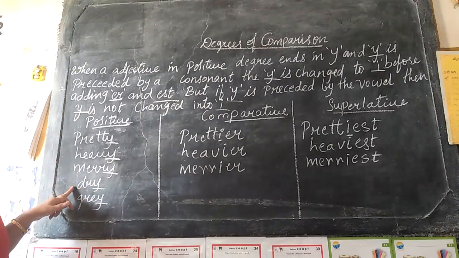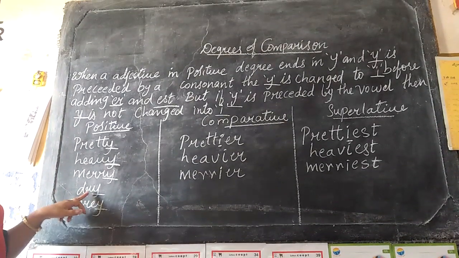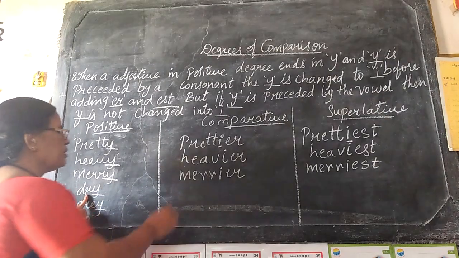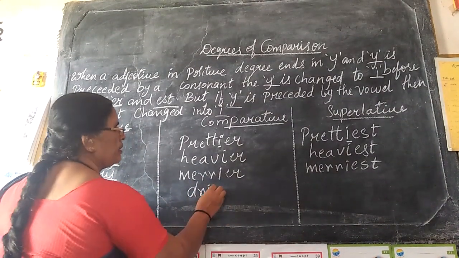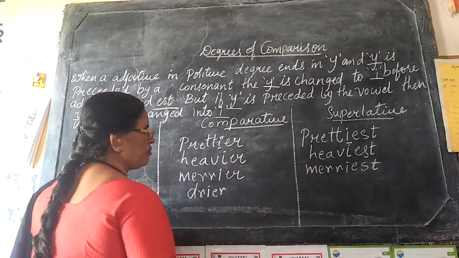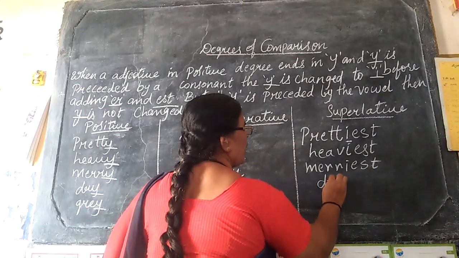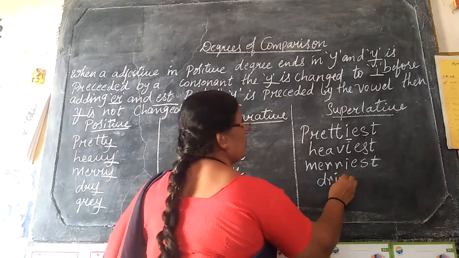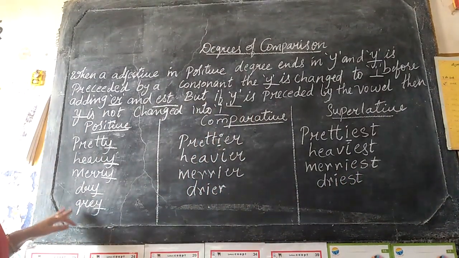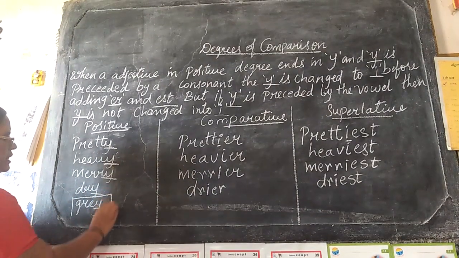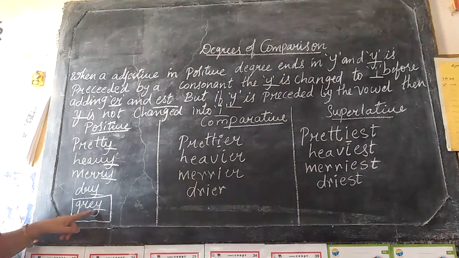D-R-Y. Dry. Again, you have a consonant before it. So, D-R-Y is changed into I, add E-R. D-R-Y is changed into I, add E-S-T: driest. Now, look at this example very carefully.